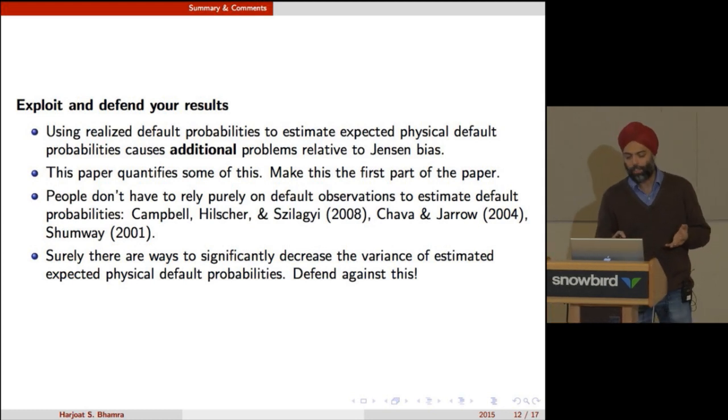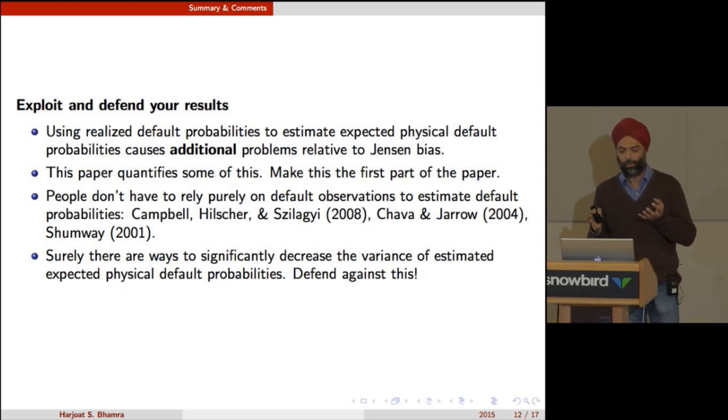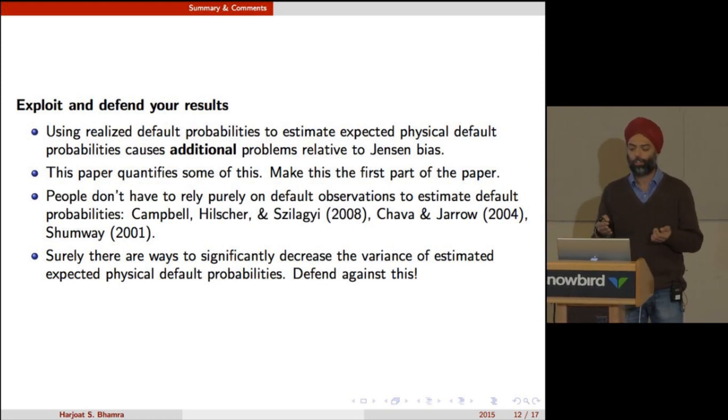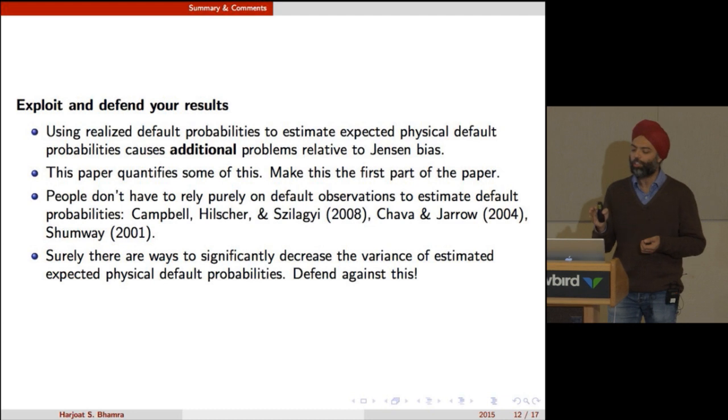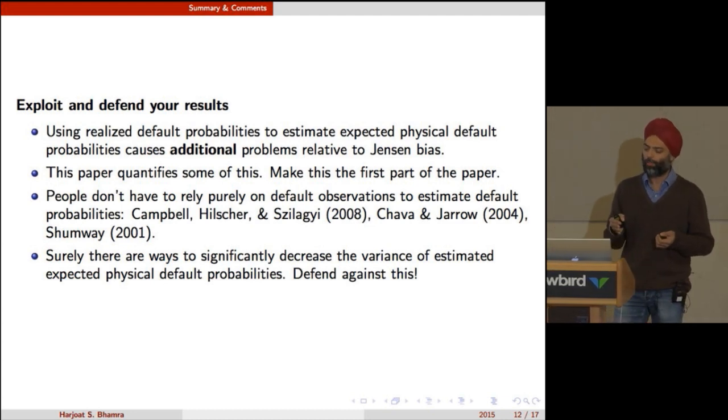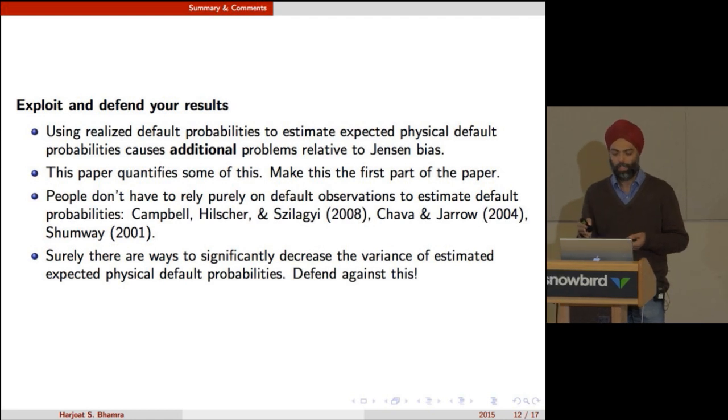So what I would comment, first I would say you want to exploit and defend your main results. In this paper, they use realized default probabilities to estimate expected physical default probabilities. And that causes additional problems relative to this Jensen inequality effect. The paper quantifies some of this, but I would make that the first part of the paper. I would lead with this.